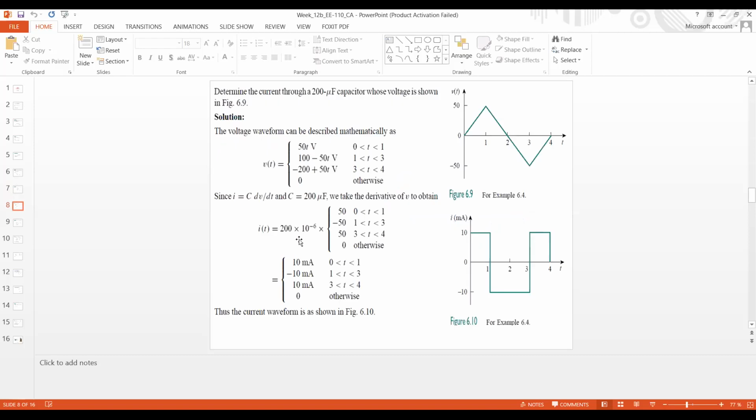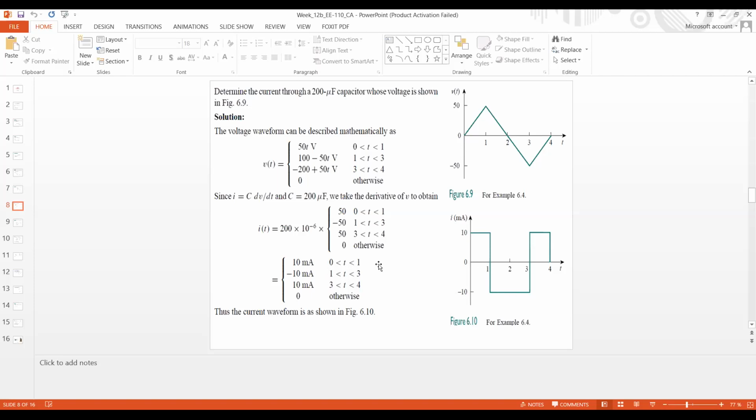And next, we have to find the current, for which the capacitor current formula is C dV by dt. I have to differentiate the equation of voltage in each of these intervals and then multiply it by C, which will result in the value of current. And then simply I can plot the value of current with respect to the time axis.